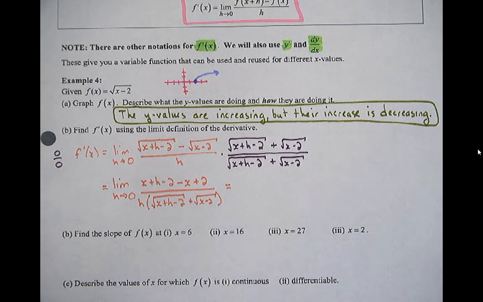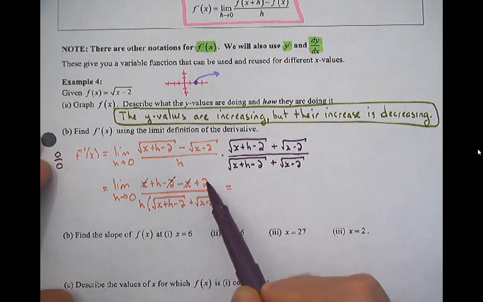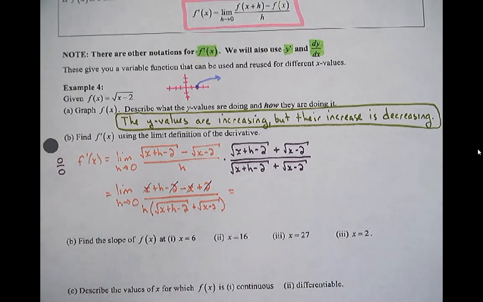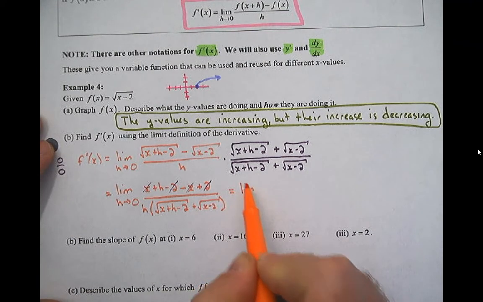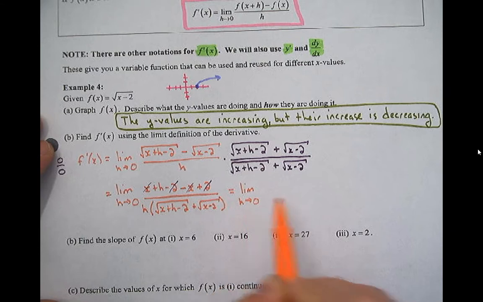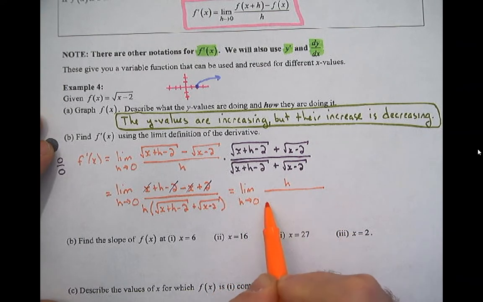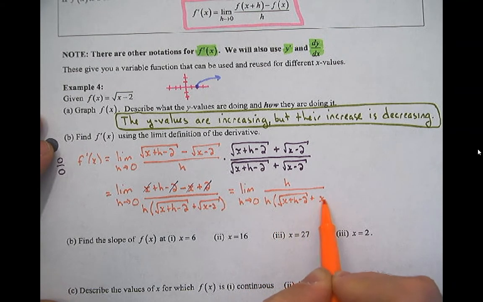Okay, so now look at what's happening in the numerator. What's x minus x? Gone. What's negative 2 plus 2? Gone. And if you want to, at this point, you can cancel out the h's. I'm going to write it out with a little bit more detail because this is the first time, well, maybe the first time you've seen something like this. h over h times the quantity root x plus h minus 2 plus root x minus 2.